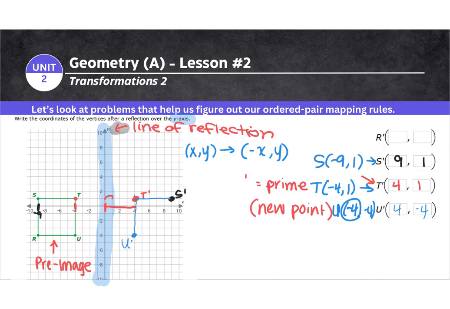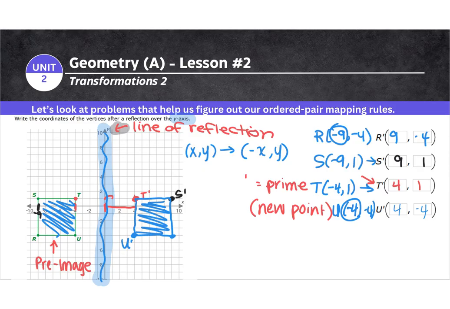And last but not least, R is (-9, -4). So I'm going to just change that first one to a positive and then plot that. So we just reflected this image over this line of reflection to get this image. And these are our new coordinates.